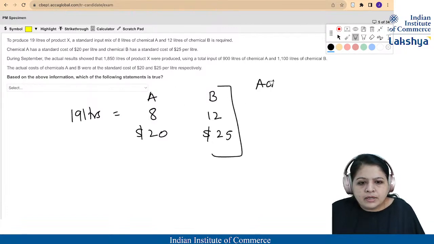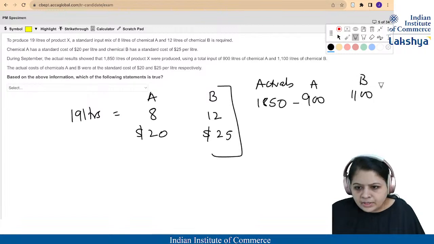During September, the actual results were, now this is the standard, right? The actuals are: 1850 liters of product X were produced using a total input of 900 liters of A and 1100 liters of B. The actual cost of A and B were the same as the standard.